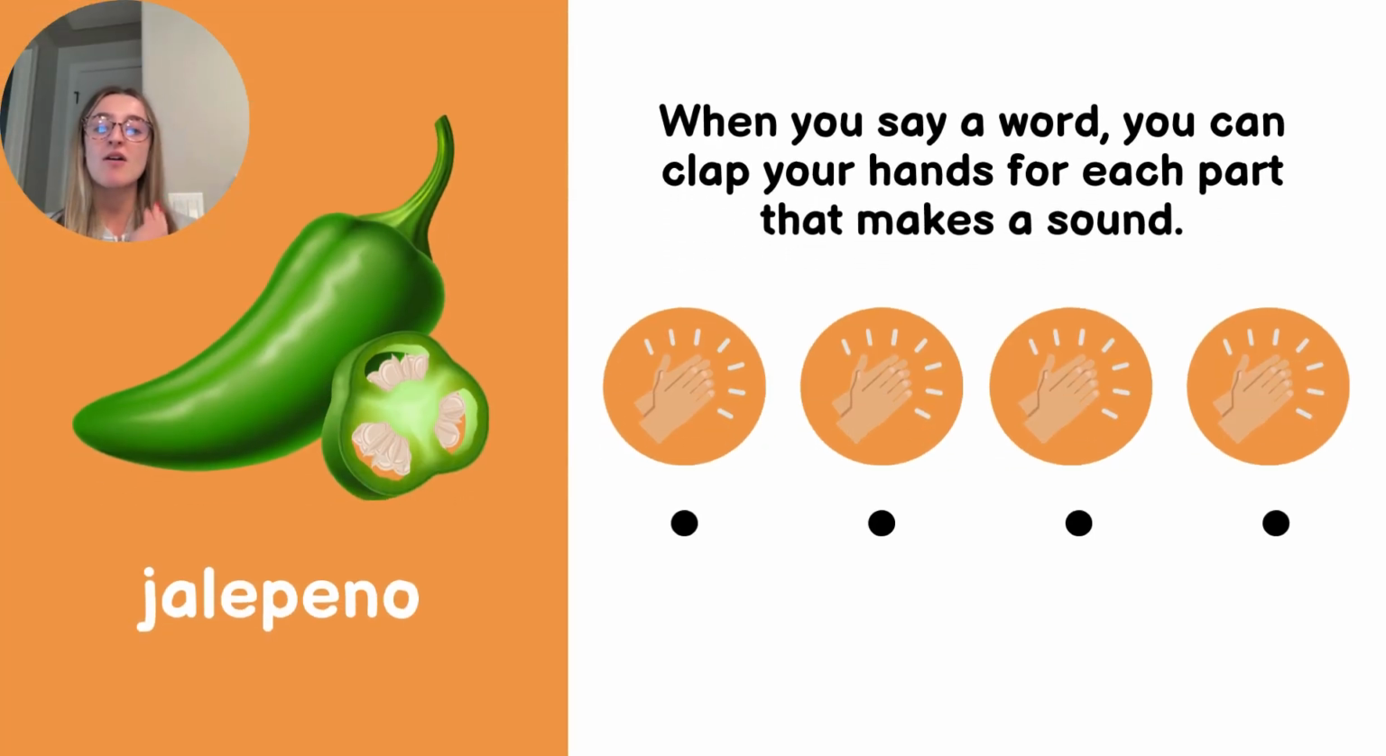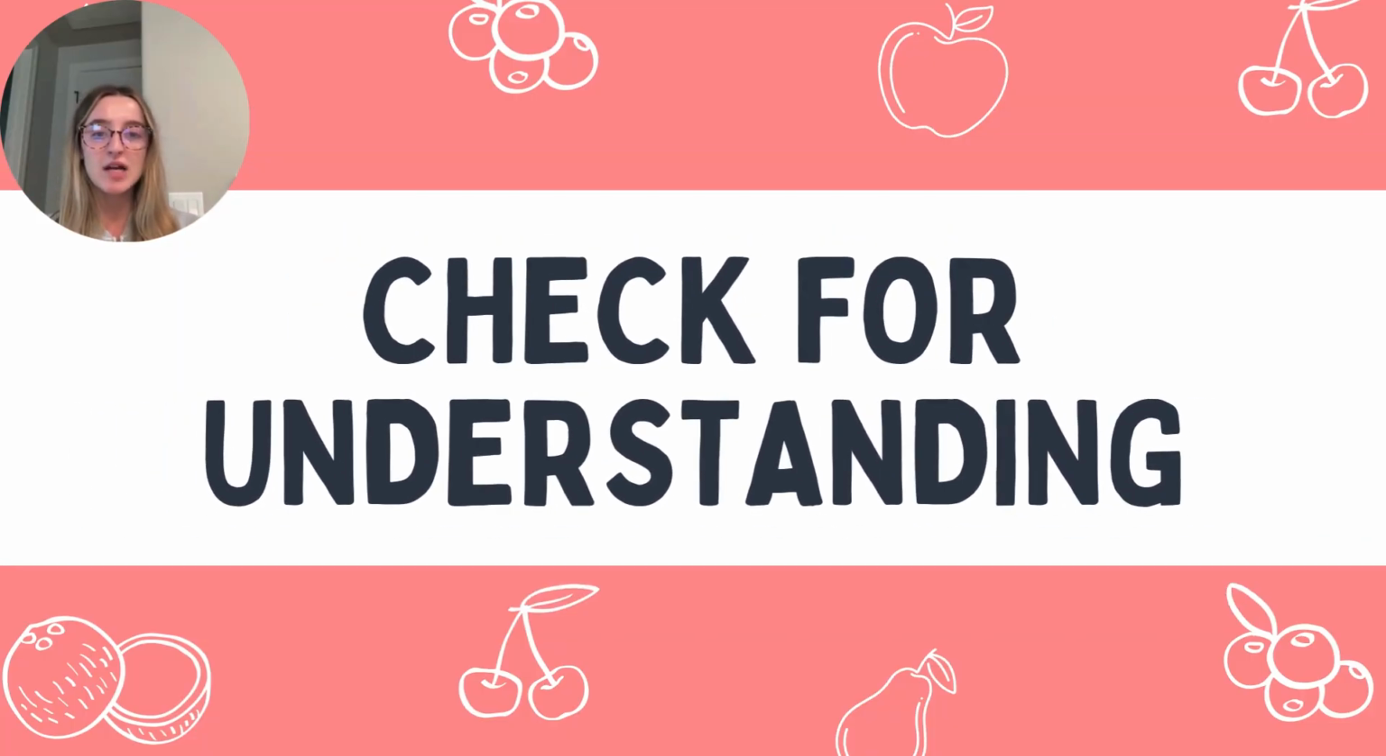All right. Now, this one's a hard one. Do you think we can do this one? Let's get our hands ready. Good job. Now, how many syllables is that? Can we try that one again? Let's do that one again. Good job. Good job. You are right. There's 4.